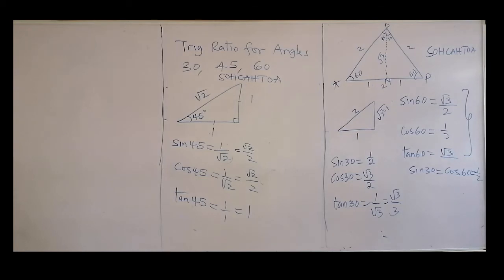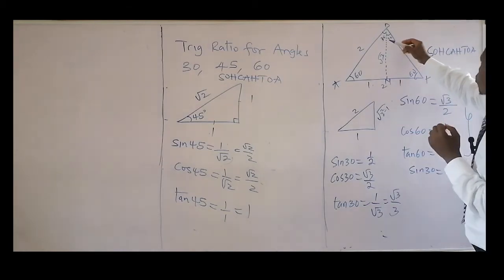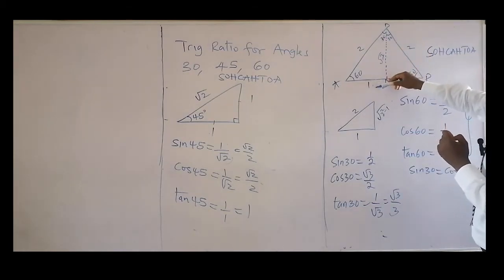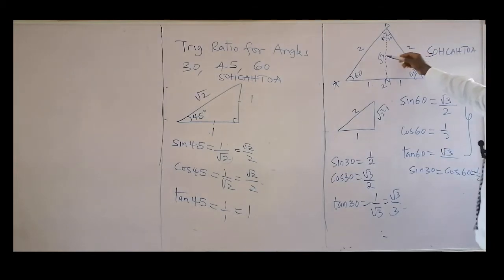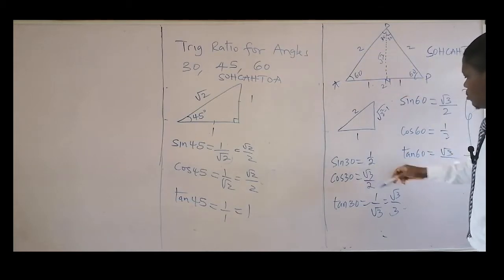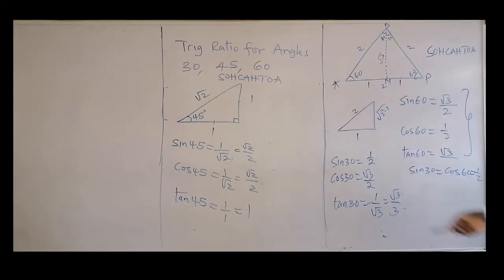Let's look at it again. Tan 30, that's true. Opposite over adjacent, 1 over root 3. Yeah, that's correct. Cos 30 is adjacent over hypotenuse, root 3 over 2. Okay, and sine 30 is done. So that's that.